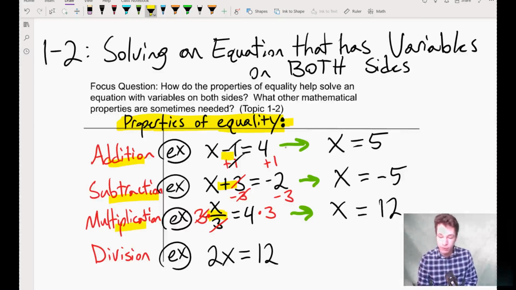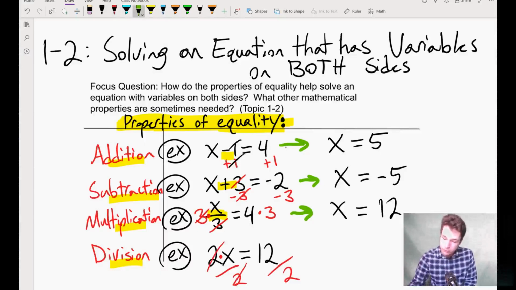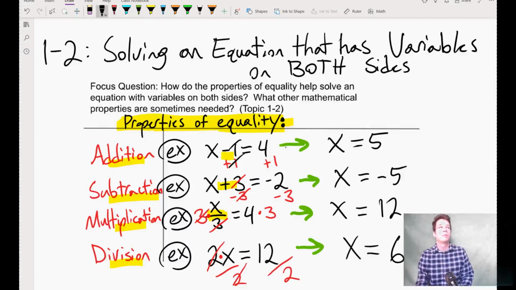For division, whenever you see multiplication going on, and remember, we don't always write that two things are multiplied, I'm going to put a dot there to show that they are. To undo that, we have to use the division property. So we're using the inverse of multiplication. Here, I'm going to divide both sides by 2. And in a very similar way to the last problem, this fraction clears out. It leaves me with just x is equal to 12 divided by 2, which is 6. Okay. So that's essentially the properties we're going to use.